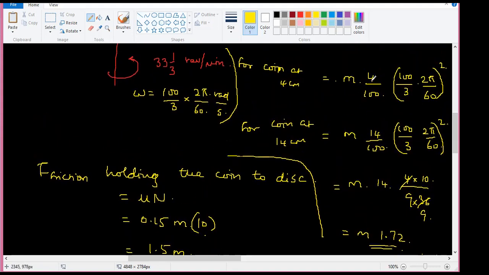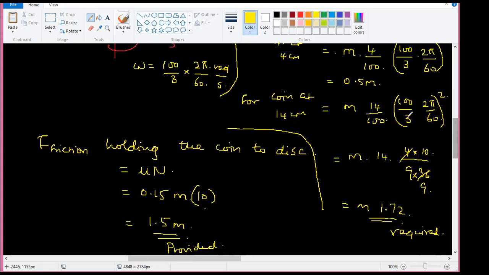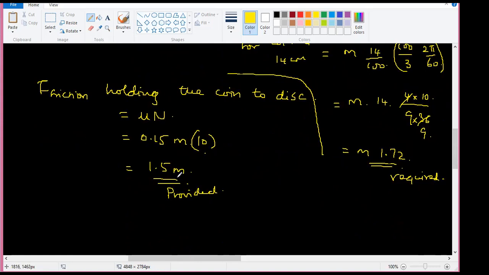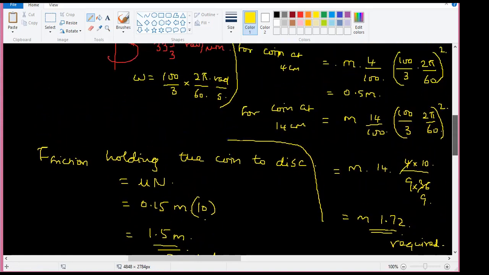In this case, instead of 14, we'll have 4. So you do the same math here. You'll be getting 4 times 10, 40 divided by 81, which is approximately 0.5 m. So here the centrifugal or centripetal force is less than the friction provided, which means the coin will keep going around the circle. Whereas here, the required force is more than what is provided. Everyone following?